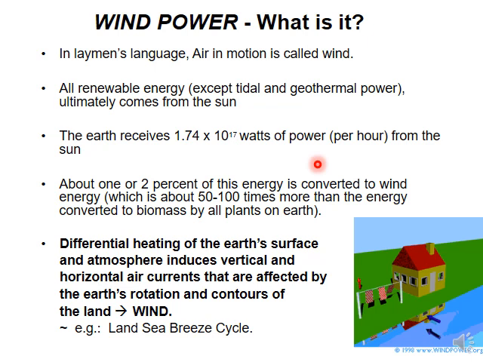Now the sun transmits energy to our earth, and the estimate of that energy is in the tune of 1.74 into 10 to the power 17 watt per hour, received by the earth. Out of this energy, approximately 2% of energy is converted into the wind energy.